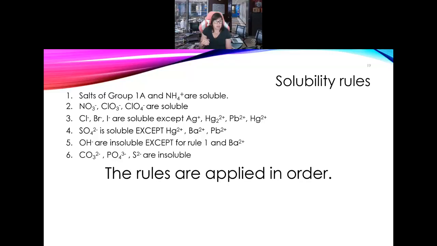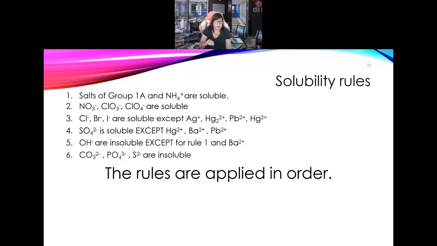Cl minus, Br minus, I minus are soluble except Ag plus, Hg2 2 plus, and Pb2 plus. Those are going to be insoluble exceptions to Rule 3. For Rule 4, the sulfates are soluble except for Ag plus, Ba2 plus, and Pb2 plus. Okay, so those are exceptions to the solubility in Rule 4.